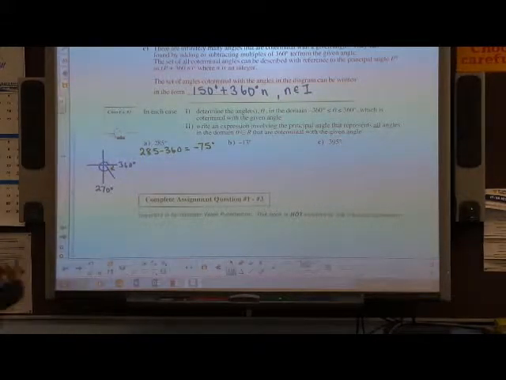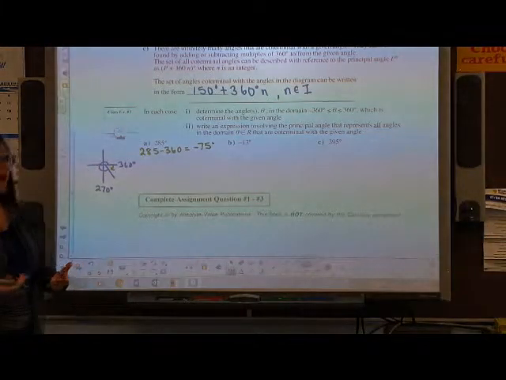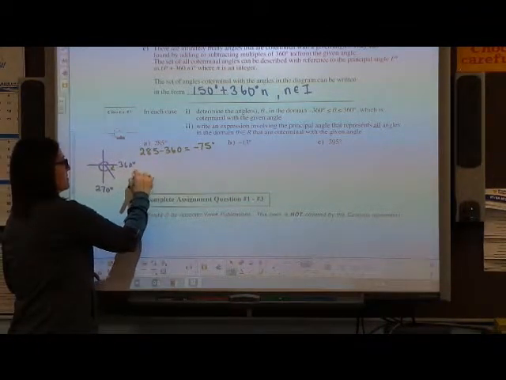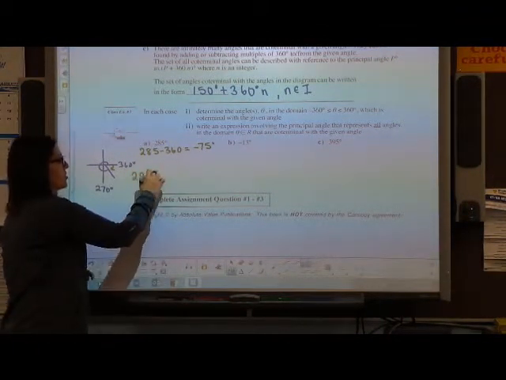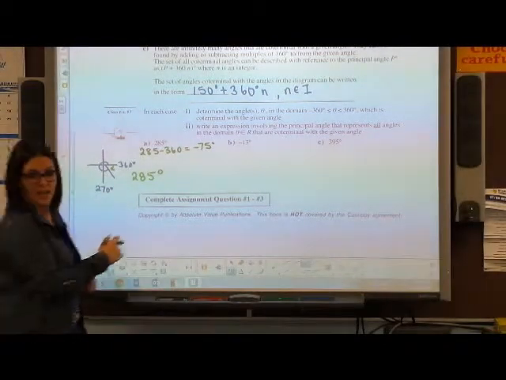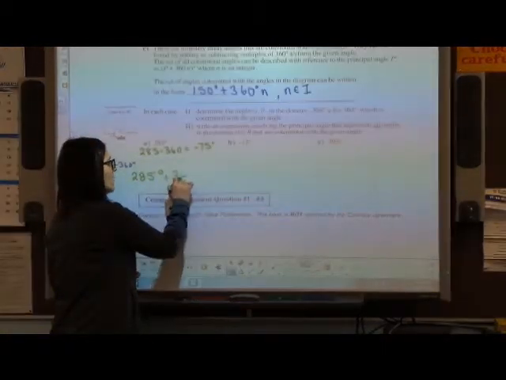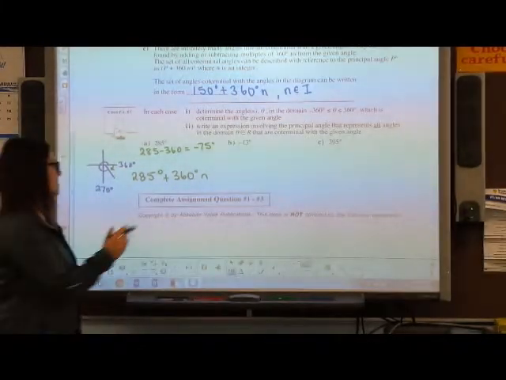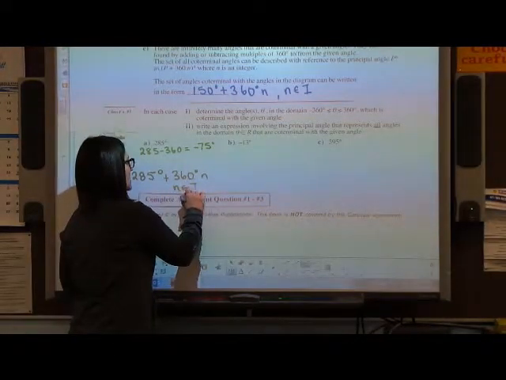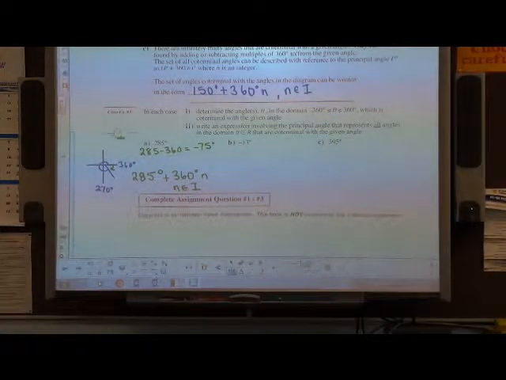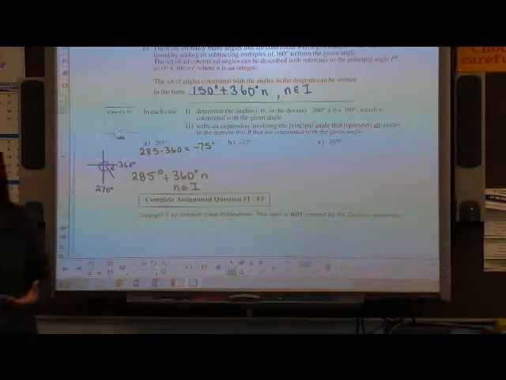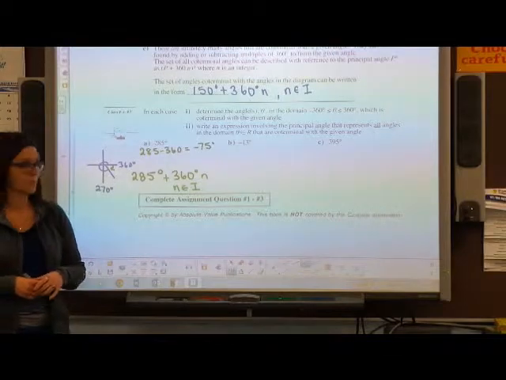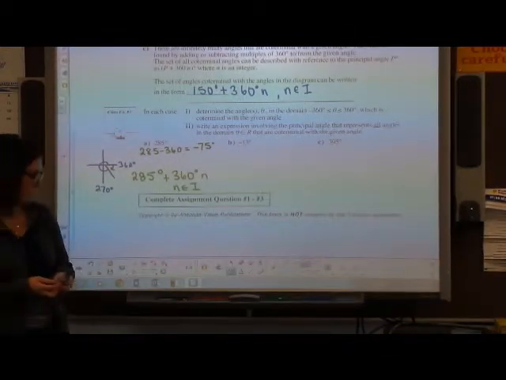And then my expression that I could use to represent all angles is I start at 285 degrees, and then I add multiples of 360 degrees. And again, n has to be an integer. And it's important to put that in there, because otherwise the assumption that could be made is that n could be any number, and then that's not going to work anymore, because it could be a fraction. Okay, so I'll give you time to do B and C.